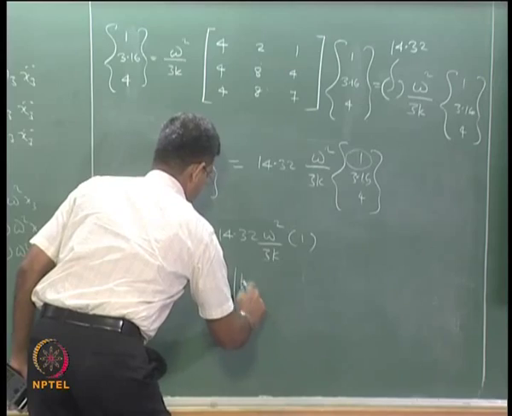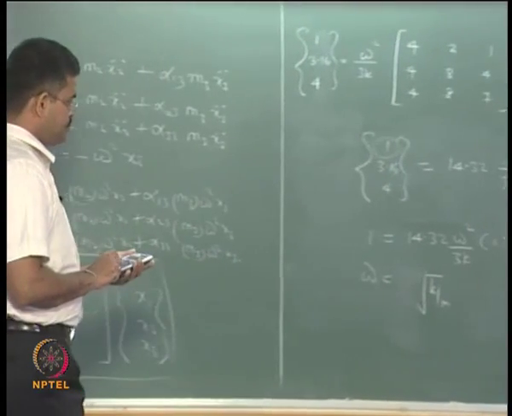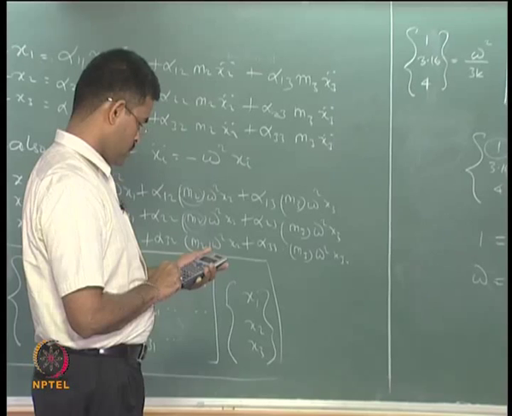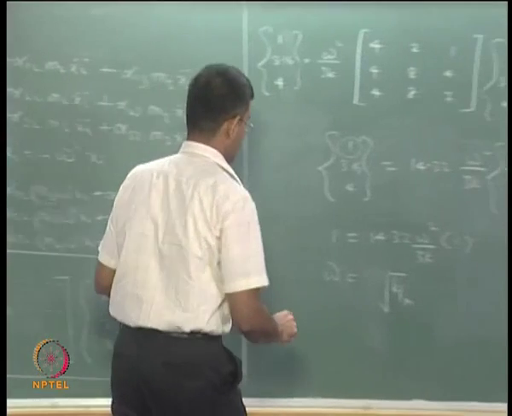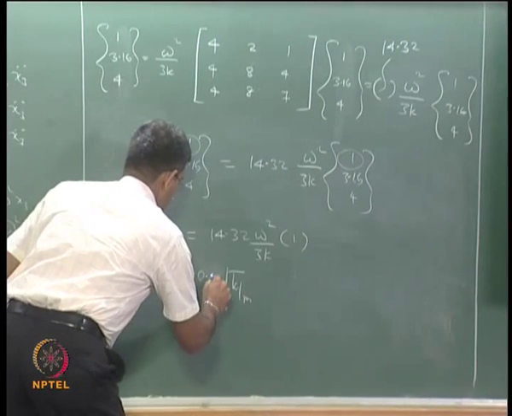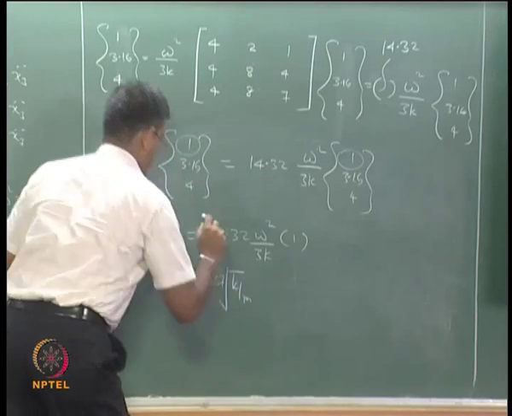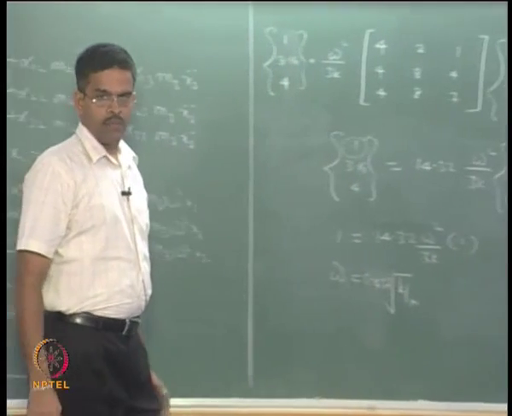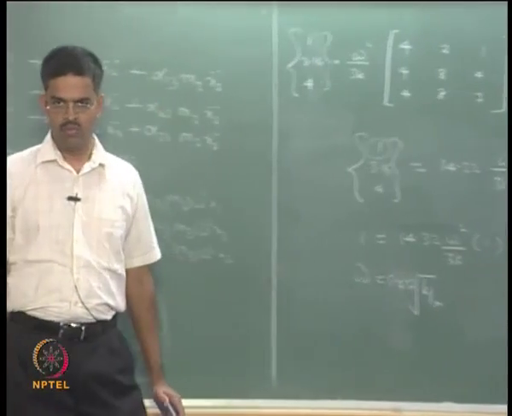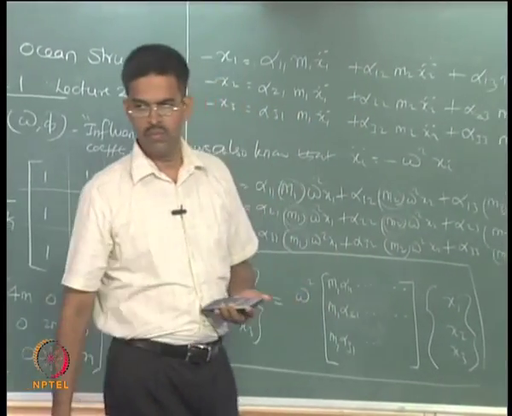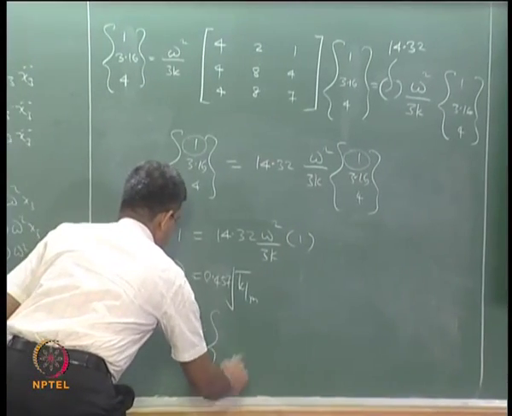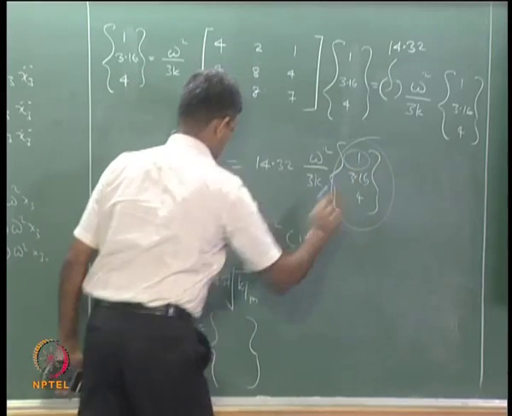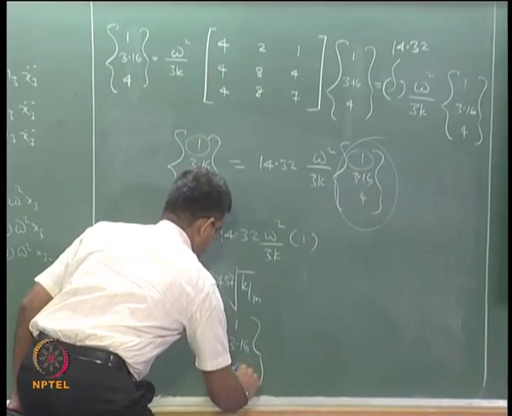k by m. The value will be 0.457. Whereas, if we compare this with Dunkerley, it was 0.4. So, the corresponding mode shape, which I call as phi 1, is this value 1, 3.16.